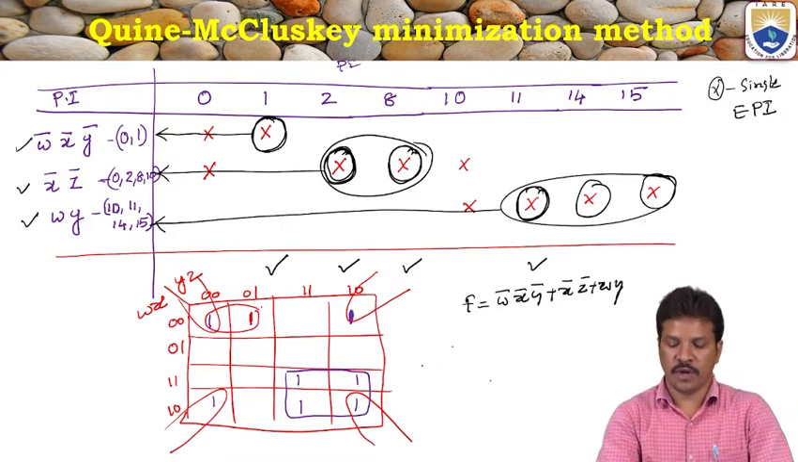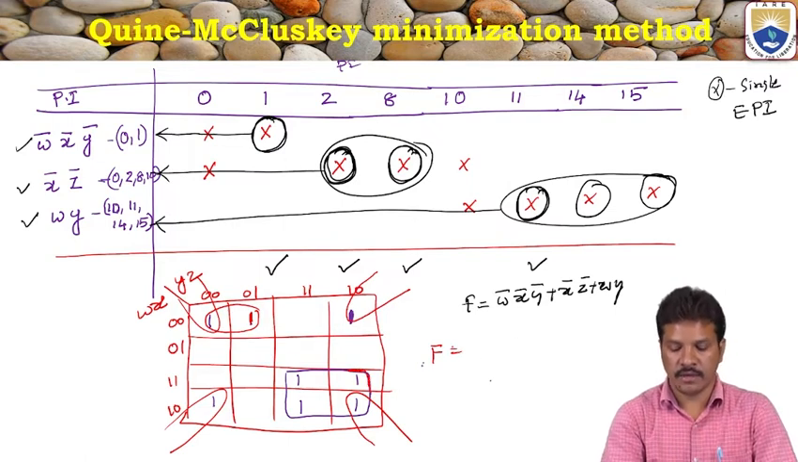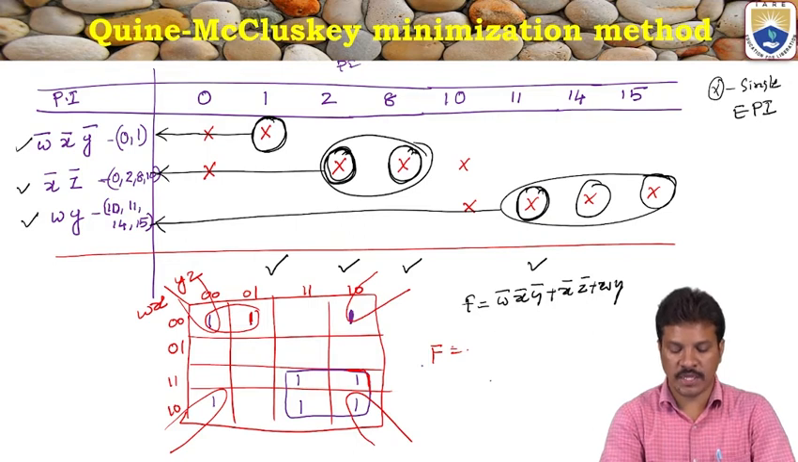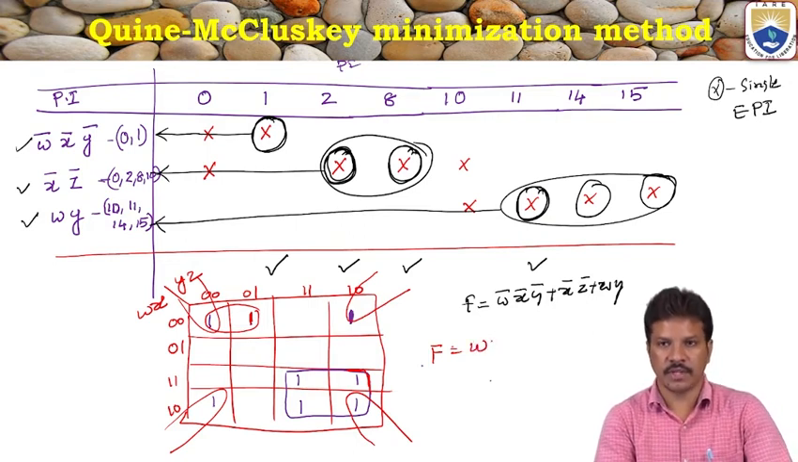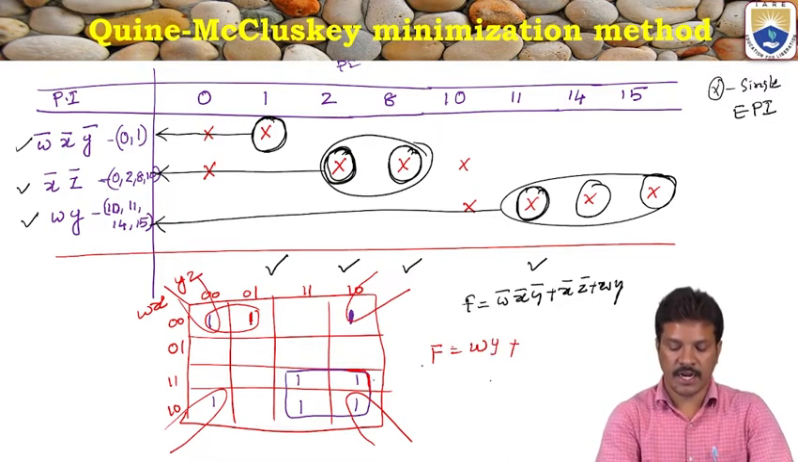So F is equal to, this is the first group, the quad. Horizontally, what is the common variable? 1, 1, 1, 0. 1 is the common, meaning W. And vertically, the third column and fourth column. Among the third and fourth, what is the common variable? 1, 1, 1, 0. Y is common. So W Y.